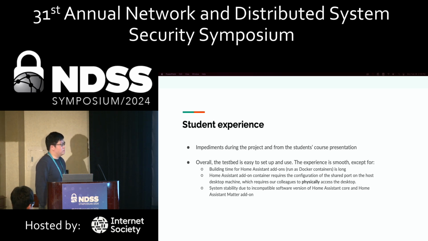Finally, the system can sometimes become unstable because of incompatible software versions of the Home Assistant core and the Home Assistant Matter add-on. We sometimes need to make sure that the version of the Home Assistant core is up to date, and in some rare cases, we need to downgrade it to keep it more compatible. We hope that this won't be a bigger issue in the future because Matter is still evolving, and we think the issue will probably abate. But at the current stage, we still need to make sure everything is compatible so that the Home Assistant server is always reachable.